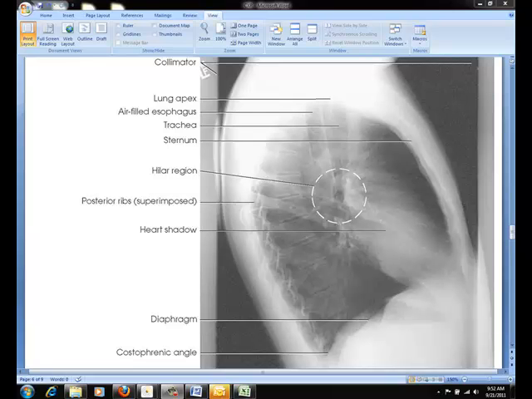Be sure that the costophrenic angles and apices are included within the lung field. There should also be proper penetration of the lung fields and the heart, with sharp outlines of the heart and the diaphragm. And finally, the hilum should be located approximately in the center of the radiograph.